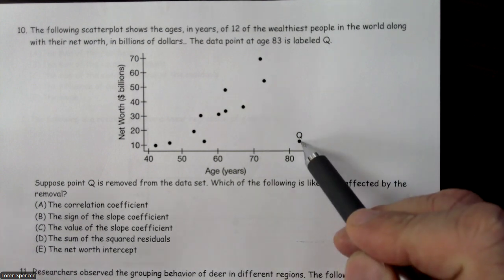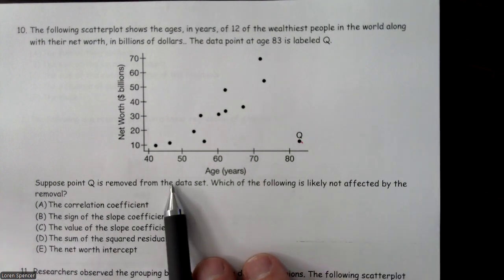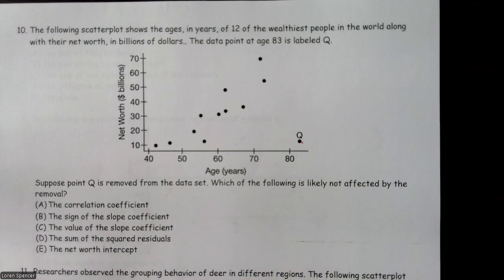The following scatter plot shows the ages in years of 12 of the wealthiest people in the world, along with their net worth in billions. Man, that's a lot of money. The data point at age 83 is labeled Q. Suppose Q is removed from the data set. Which of the following is likely not affected by the removal?